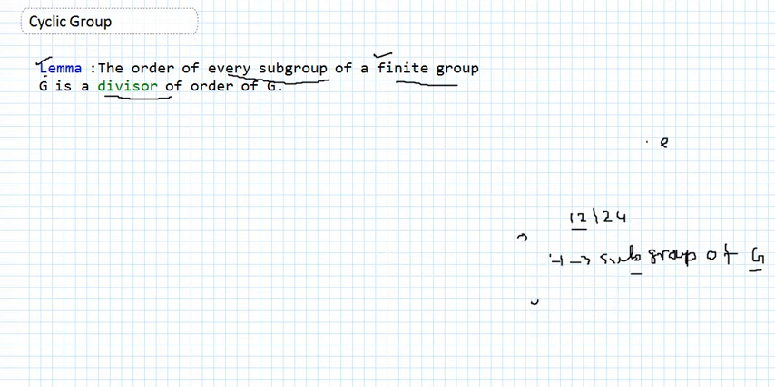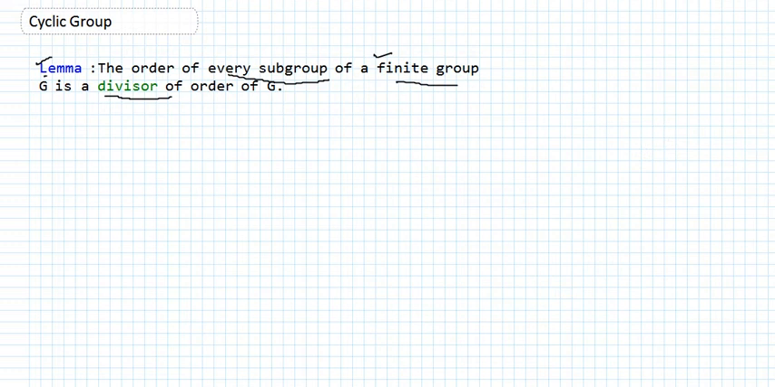This result has a name. This is also called Lagrange's theorem in group theory. So remember the name, because the mathematician Lagrange proved this result. This is Lagrange's theorem.